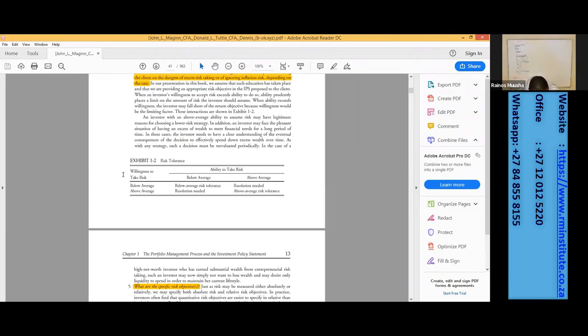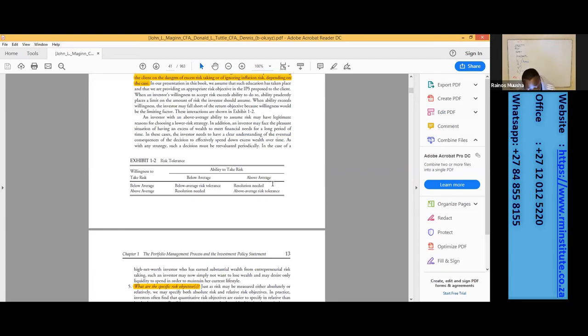Then if the willingness to take risk is above average, but the ability to take risk is below average, there is a need for the resolution, because you still need to educate the client so that they're able to mitigate and come up with a resolution exactly what the overall risk rating should be. But we're going to look at it in detail when we look at chapter 2. And then when the willingness to take risk is above average and the ability to take risk is above average as well, it basically means that this is where you can allocate an above average risk tolerance to the client as well.